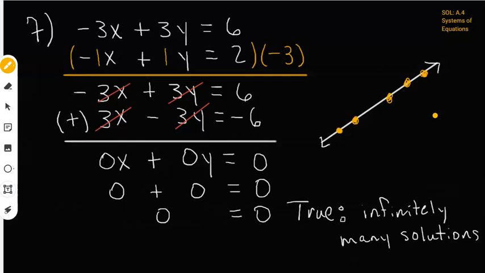So that's what happens if you get a true statement. But if you get a false statement, it would be no solution. So a false statement would mean no solution. So keep that in the back of your head. That's the difference between true and false statements.